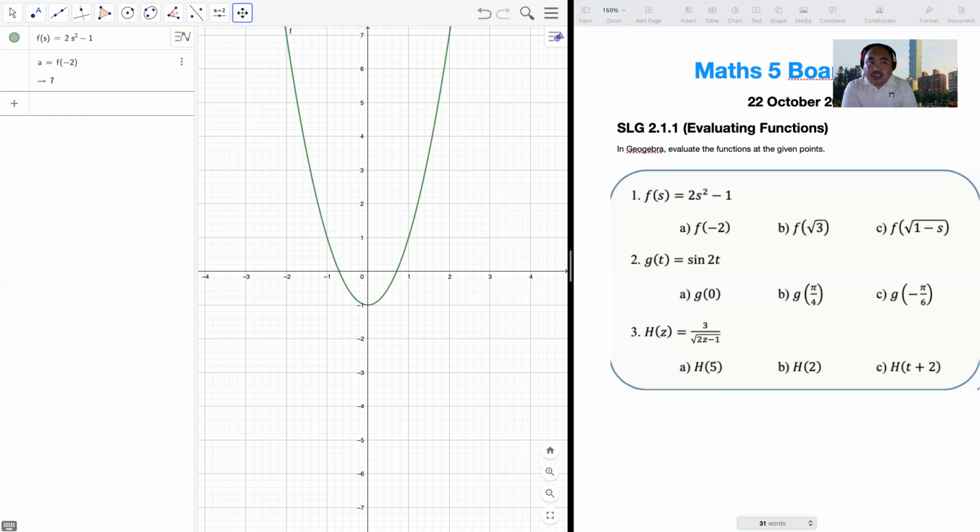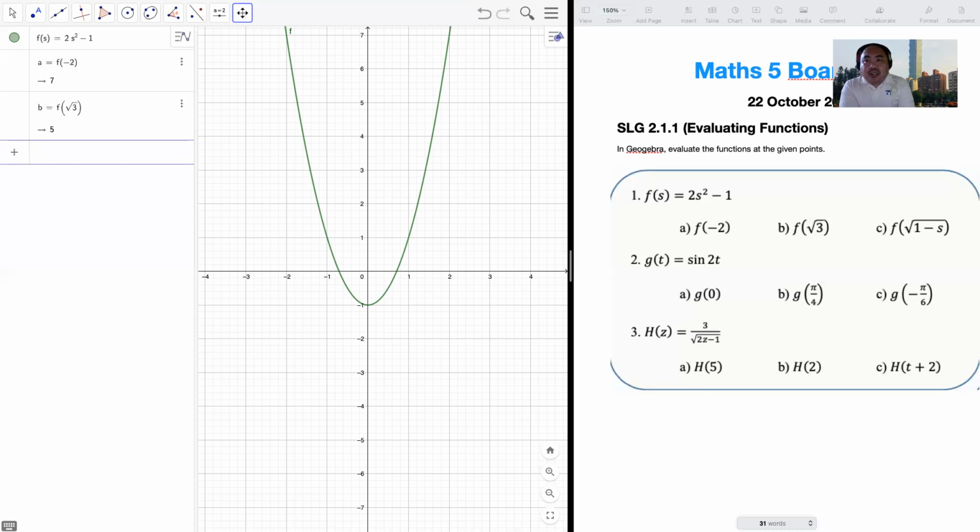Now, supposing we are asked what is f of square root of 3? Again, you just type f of square root of 3 and you will get 5. How is it 5? We test again. Square root of 3 squared, that's 3. So 2 times 3, 6 minus 1. And indeed, it is 5.